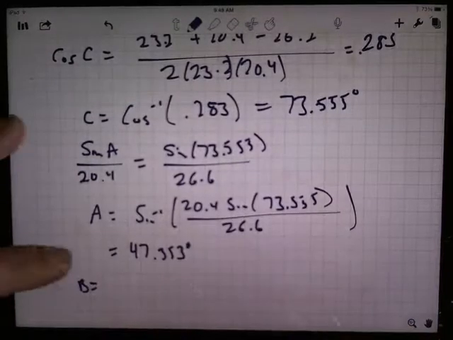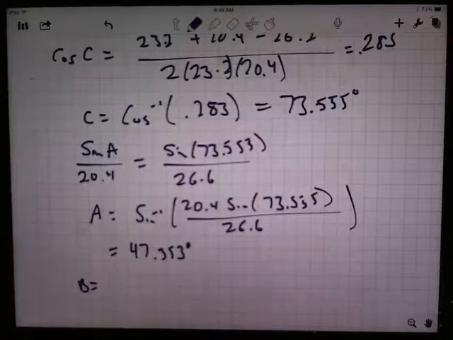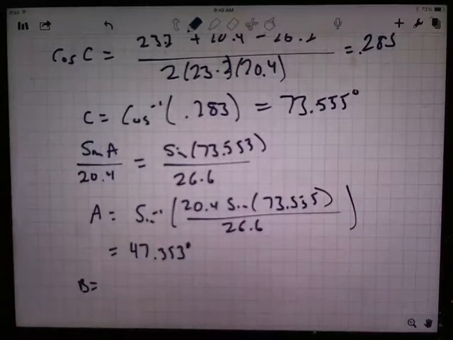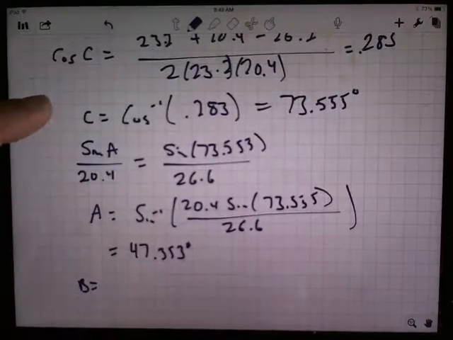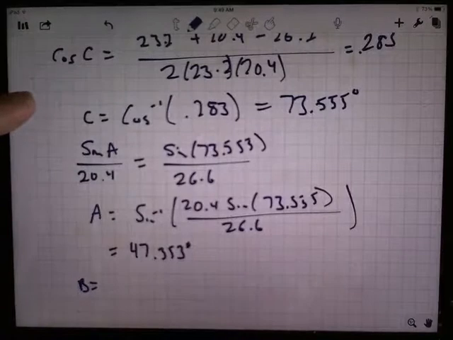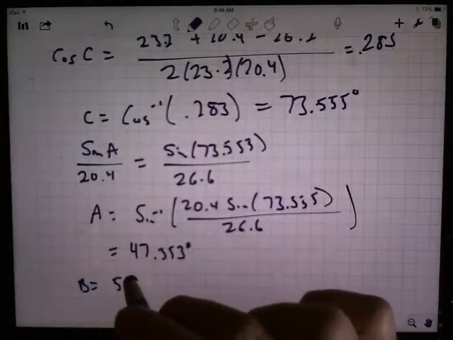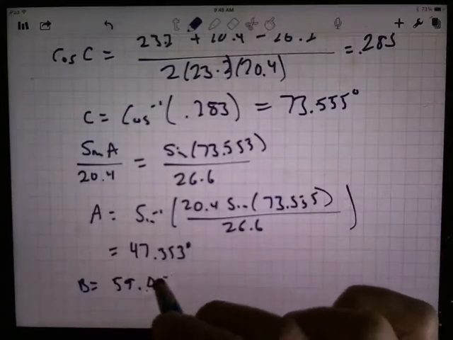So then to get angle B, I'm just going to subtract from 180. So I've got 180 degrees minus the previous answer minus that other one, 73.555. And I get angle B is 59.091.